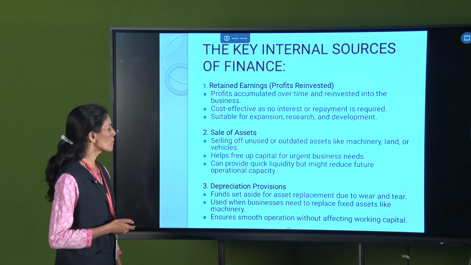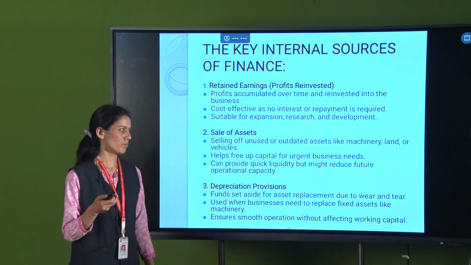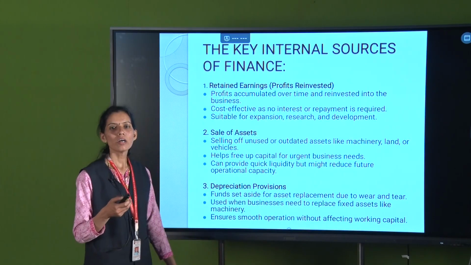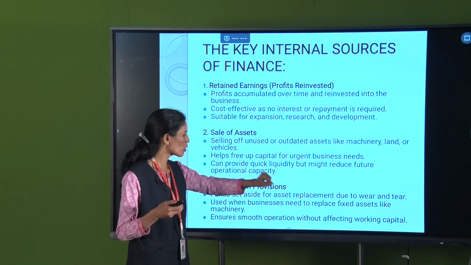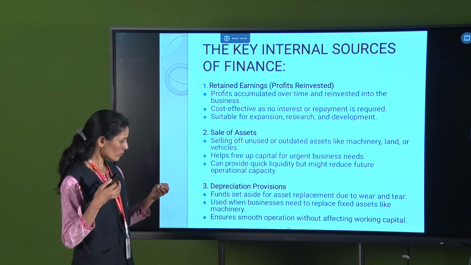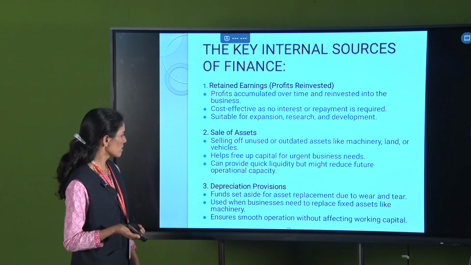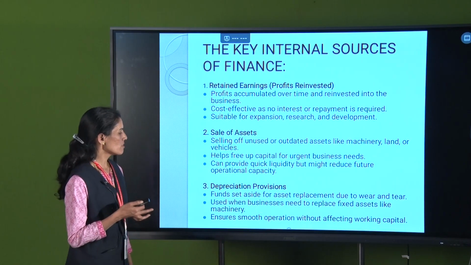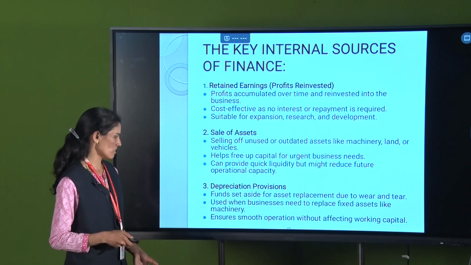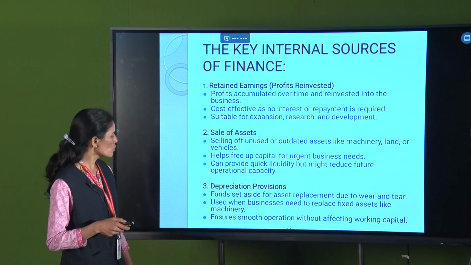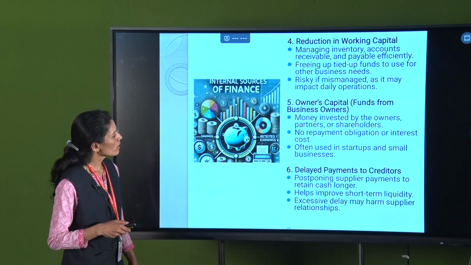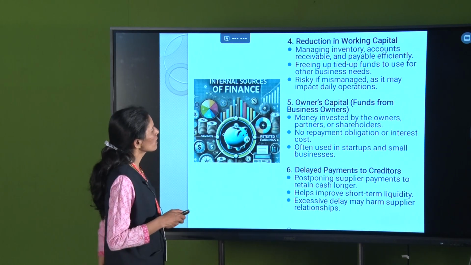Then the last one is the depreciation provision. Funds set aside for asset replacement due to wear and tear. Wear and tear of our assets is called depreciation, and those are the provisions for the assets. Whatever wear and tear there is, those funds are provided by the depreciation provision. Used when the business needs to replace fixed assets like machinery. Then it ensures smooth operation without affecting working capital, meaning that funds are not collected from the working capital. The fourth one is the reduction in working capital.